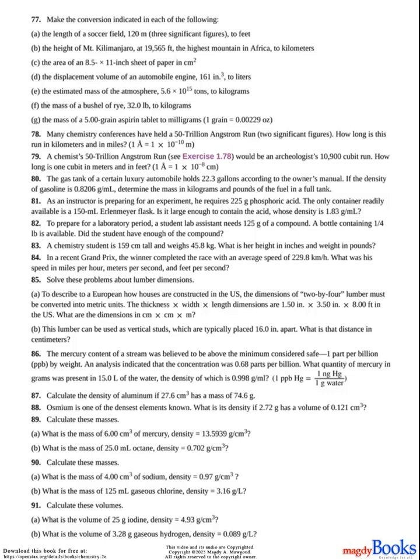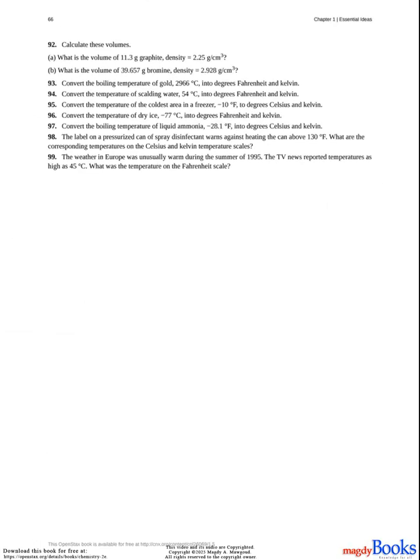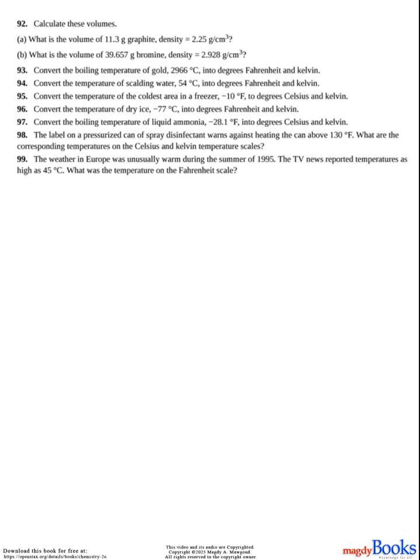91. Calculate these volumes. A. What is the volume of 25 gram iodine? Density equals 4.93 gram per centimeter cubed. B. What is the volume of 3.28 gram gaseous hydrogen? Density equals 0.089 gram per liter. 92. Calculate these volumes. A. What is the volume of 11.3 gram graphite? Density equals 2.25 gram per centimeter cubed. B. What is the volume of 39.657 gram bromine? Density equals 2.928 gram per centimeter cubed.